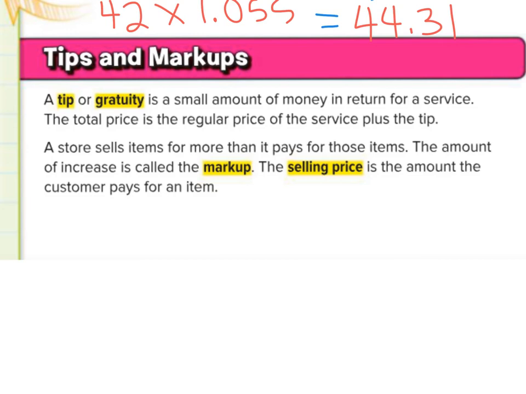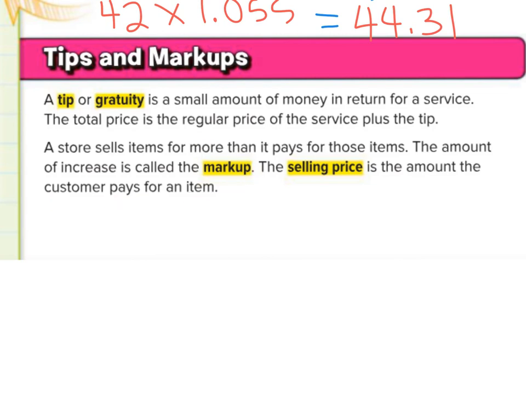Okay, so when we talk about tips and markups, what are we talking about? We are saying that a tip or gratuity is a small amount of money in return for a service. The total price is the regular price of the service plus the tip. A store sells items for more than it pays for those items. The amount of increase is called the markup. The selling price is the amount the customer pays for an item.